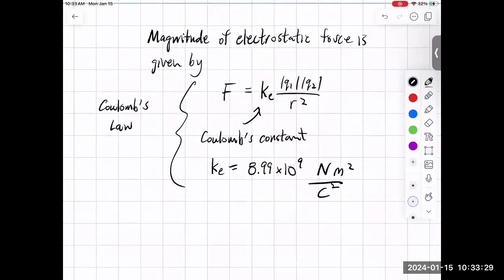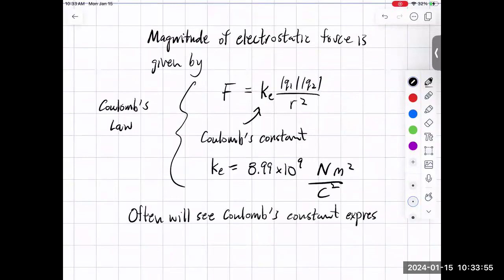Okay, good. Now, you'll often see this written in a different way. I'll just show it to you now. So we often will see Coulomb's constant expressed as a different set of constants. It's just 1 over 4 pi times this weird symbol. This is the Greek letter epsilon, and then there's a little subscript 0. So people call this epsilon naught.